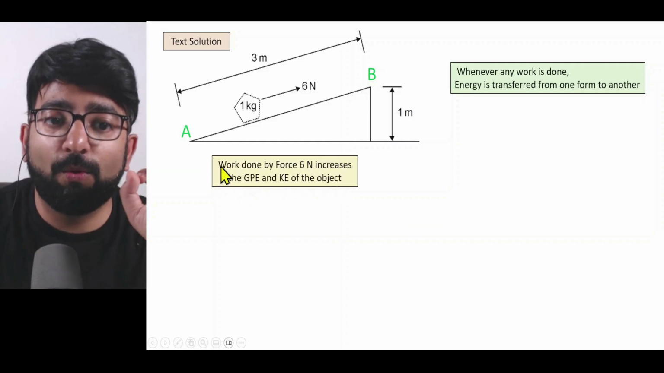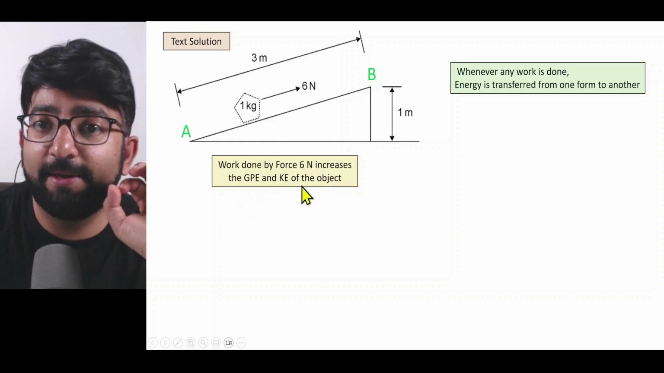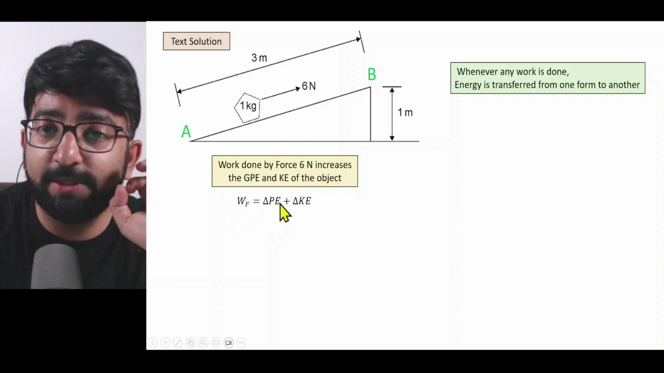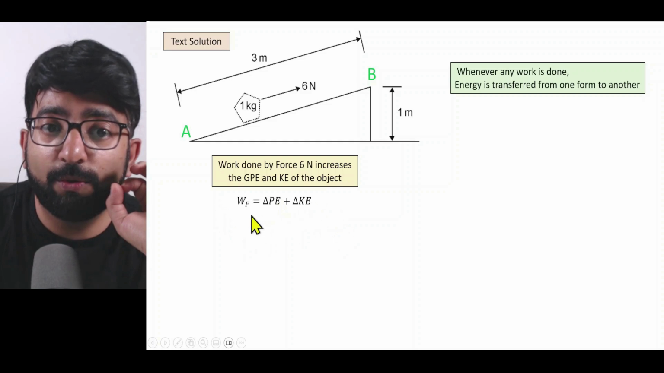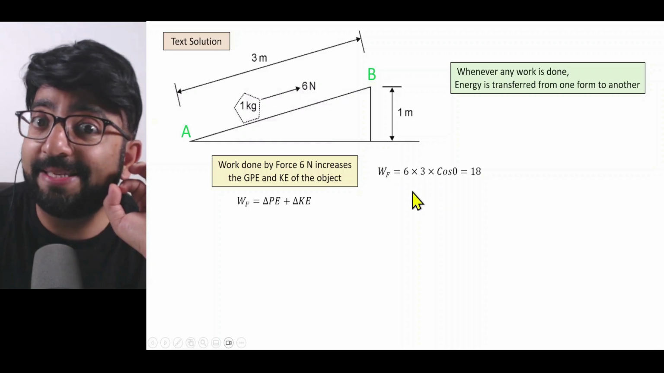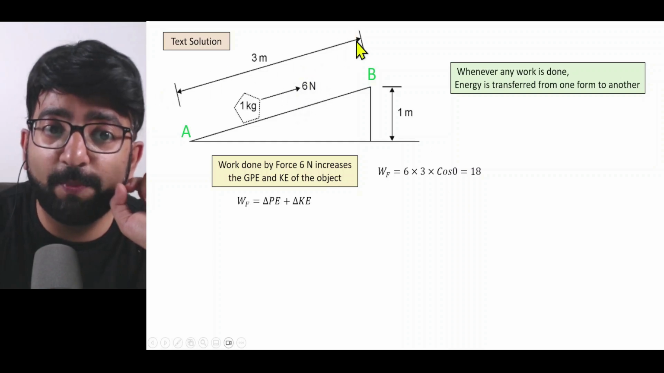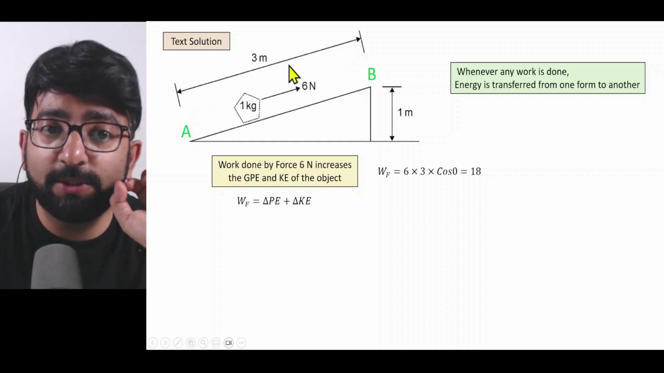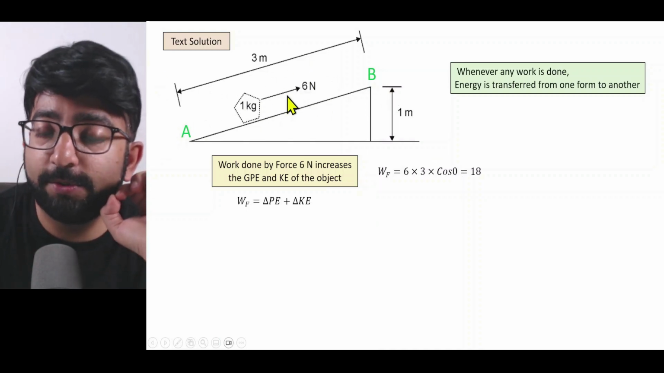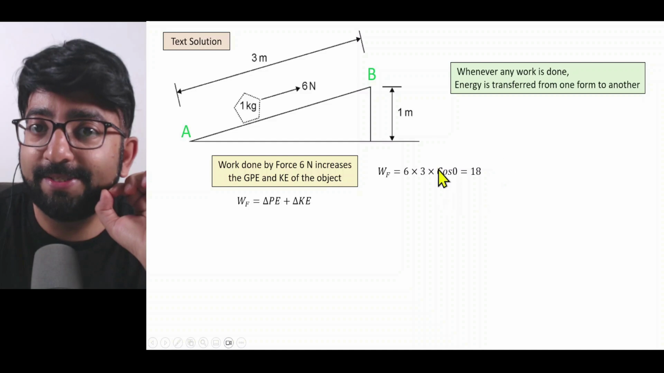So now we can say that work done by this force of 6 newtons is going to increase the GPE and kinetic energy of the object. And the expression becomes: the work done by the force will be equal to the change in potential energy plus the change in kinetic energy. Now the applied force is 6 newtons. So we need to figure out the work done by that force. So we use the basic formula F into S into cos theta. Magnitude of force is 6 newtons, displacement is 3 meters, and the angle between the displacement and the force is 0 degrees. Because you can see in this image, A, B, and the force of 6 newtons are actually parallel to each other, which means the work done by the applied force comes out as 18 joules.